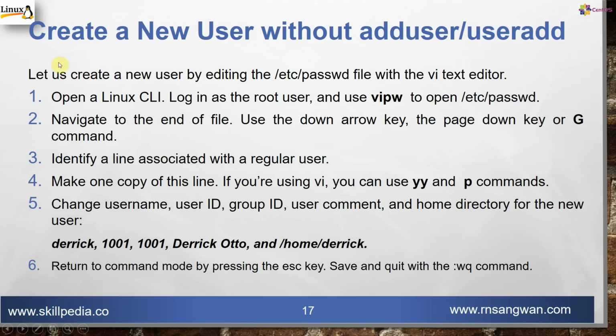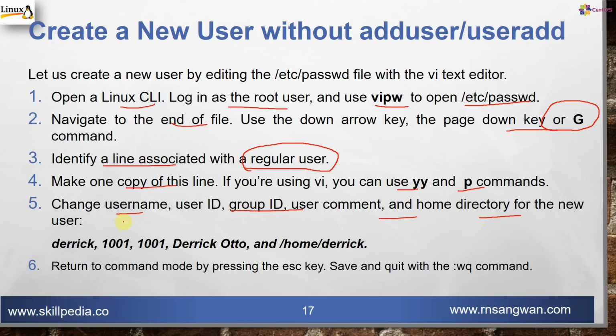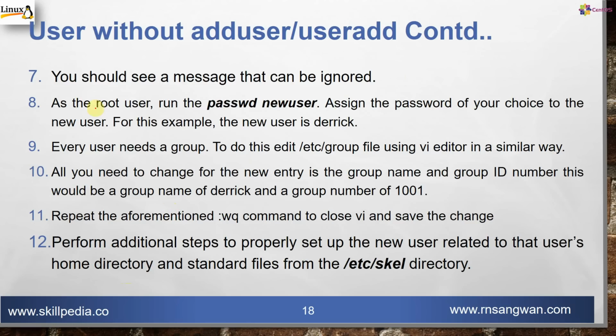The same steps are given here. Open the OCI CLI, the command line interface of Linux. Log in as the root user. Use vipw to open the passwd file. Navigate to the end of the file, or use uppercase G. Identify the line associated with the regular user. I identified Sangwan. I copy this line using YY and P, and then I change the user ID, group ID, user comment, home directory, everything. So I made all the changes like this. Return to command mode, and then I save the file.